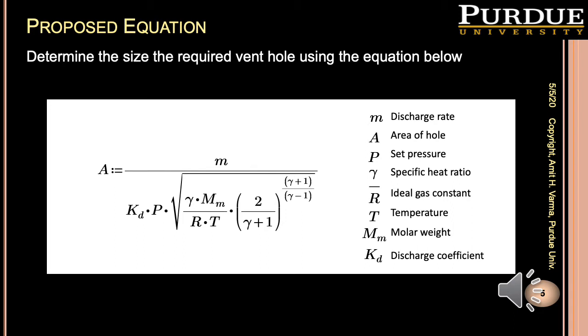And then the set pressure is again something the designer can control. And just to repeat, we've considered that as the concrete casting pressure corresponding to concrete pour height of 10 meters. And then there's some standard values, the specific heat ratio, the ideal gas constant, and molar weight and discharge coefficient that we've considered.